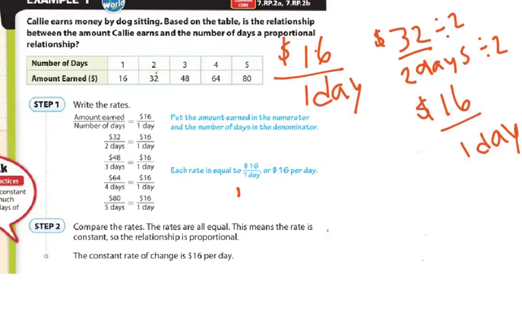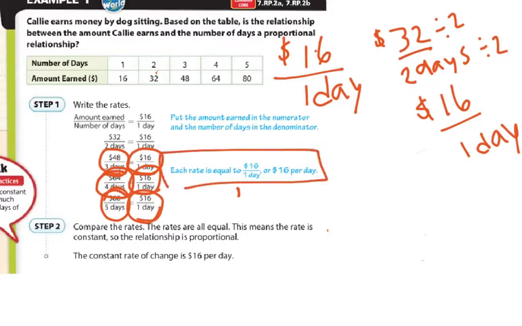But in order to see if the relationship is the same throughout, I've got to check all of these. Okay, so just like the problem did, they checked 48 over 3 days. They simplified that by dividing both by 3 to get it down to the unit rate, and it was $16 for 1 day. The same thing with $64 for 4 days. You simplify that, you get $16. Same thing for $80 over 5 days. You simplify that, you get $16. So each rate is equal to that. She gets $16 per day. It never changes. It's a constant. And so it's a proportional relationship. That's how you check them. You make a fraction out of these guys. Okay? Make a ratio out of them, I should say.